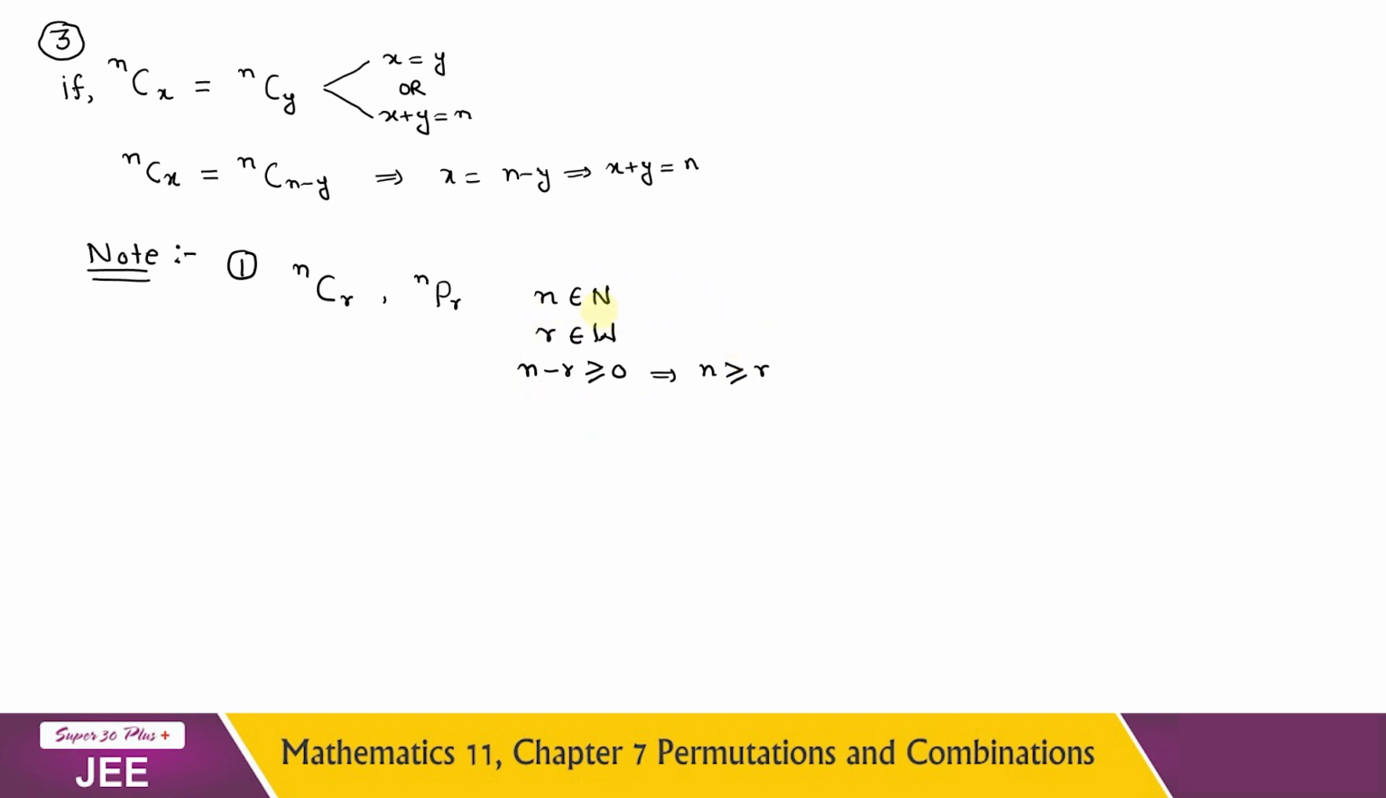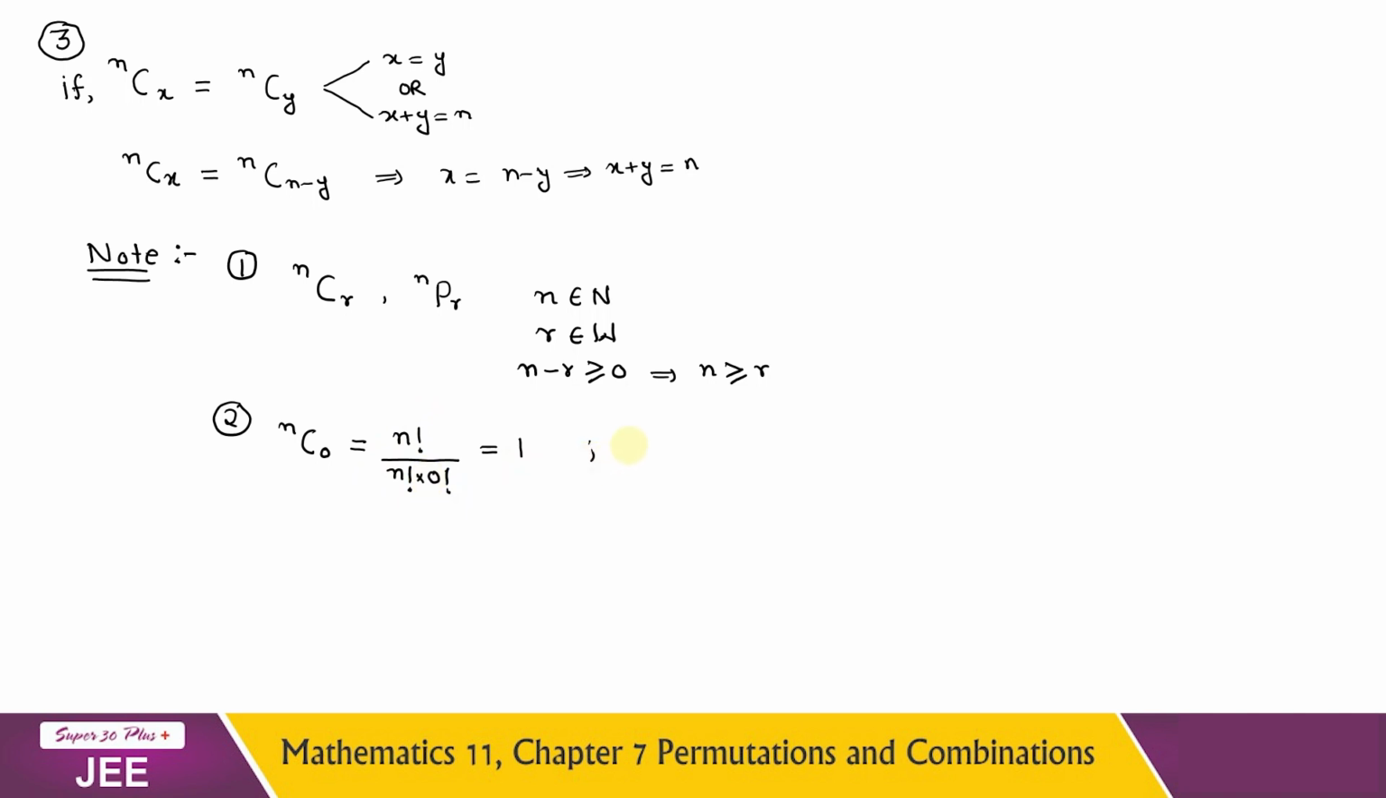n must be from the set of natural numbers, r must be from the set of whole numbers, and n must be greater than or equal to r. Otherwise nCr or nPr cannot be defined. Also, what will be the value of nC0? nC0 is simply n factorial over n minus 0 factorial times 0 factorial, that is n factorial over n factorial and 0 factorial. So this becomes equal to 1 because n factorial gets cancelled off and 0 factorial is already equal to 1. So nC0 is equal to 1.